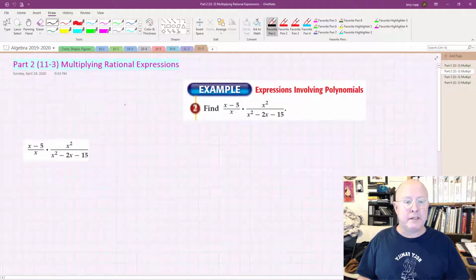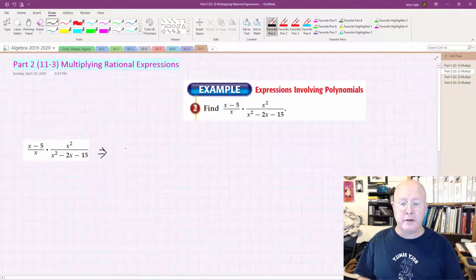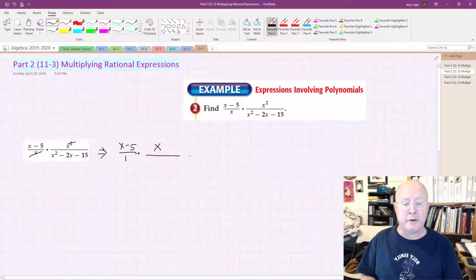Okay, example 2 then says this is applying expressions involving polynomials. So you look at this, and what's the first thing you're going to have to do here? There's something that you could do right off the bat if you wanted to. All right, how about you can cross cancel this x with this x squared, and what you're left with then is x minus 5 over 1. I'm going to leave it that way for a reason. And then you have a single x up here over x squared minus 2x minus 15.